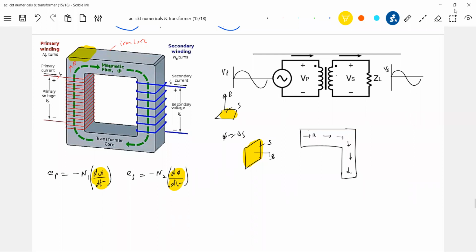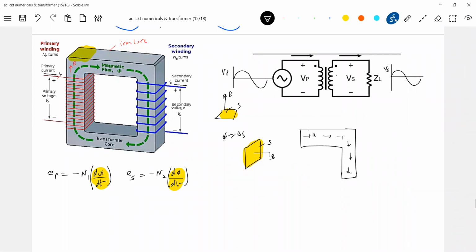Not the EMF induced in the coil. How can I make the flux link that one? You see, this is B bar, B into S, B into area of cross section. The same B into S will link here. So B into S, and B is in fact variable. Therefore, the rate of change of flux linking the primary is equal to the rate of change of flux linking the secondary. So from this, what we can write, d phi, by equating these two.